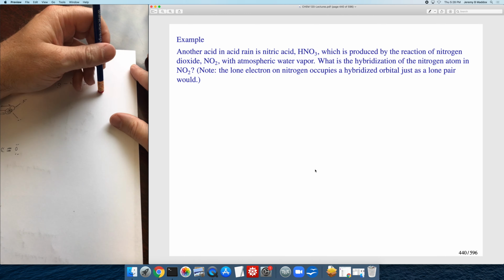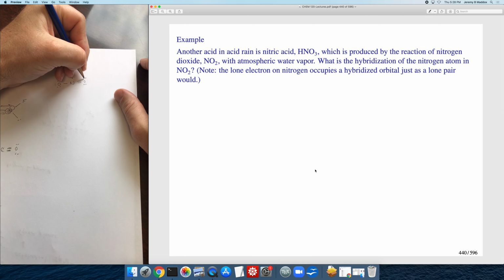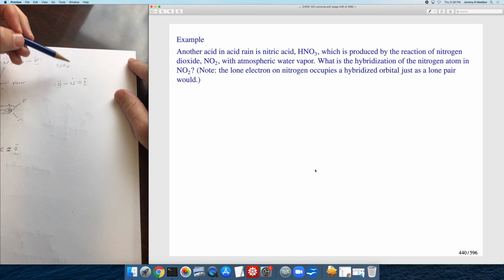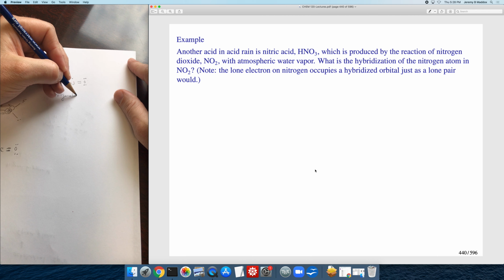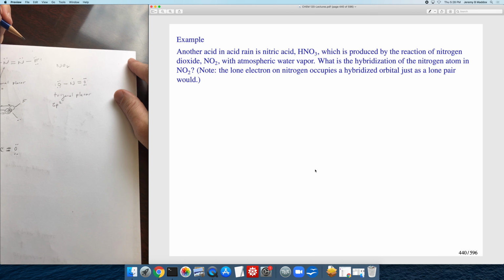This structure, I'm sure you can draw Lewis. You can draw several resonance structures. What would be the hybridization about the nitrogen atom for this particular Lewis structure? Well, again, you just treat this single electron as if it were an electron pair, according to VSEPR. And so you have 1, 2, 3 pairs. Okay, so again, it's going to be trigonal planar. And so we would say it's an sp2 hybridization.